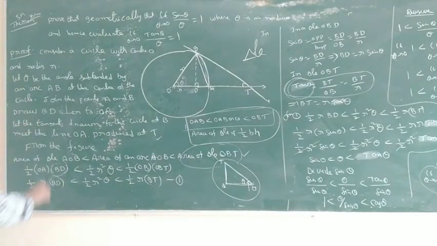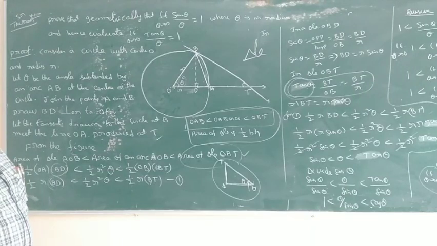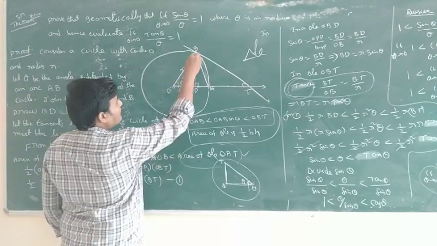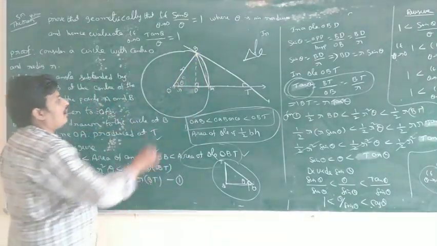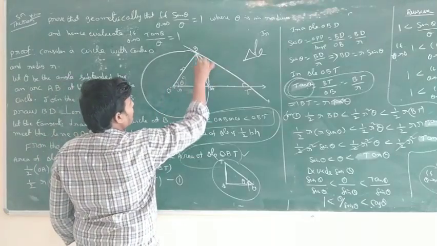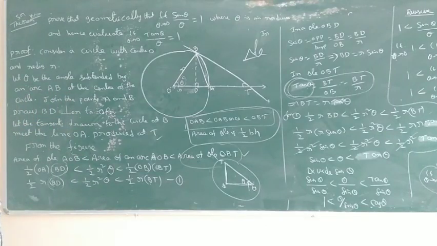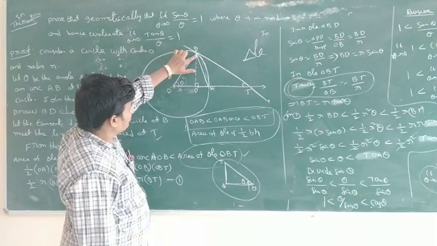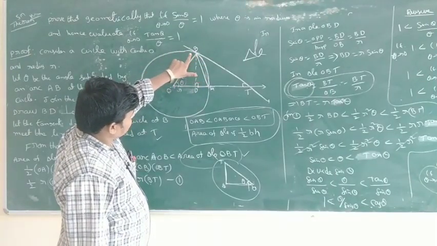Next, from the figure, 3 figures are there. First, triangle OAB, then arc OAB. Triangle OAB means only up to this. Arc OAB means this is also an arc. This is arc.